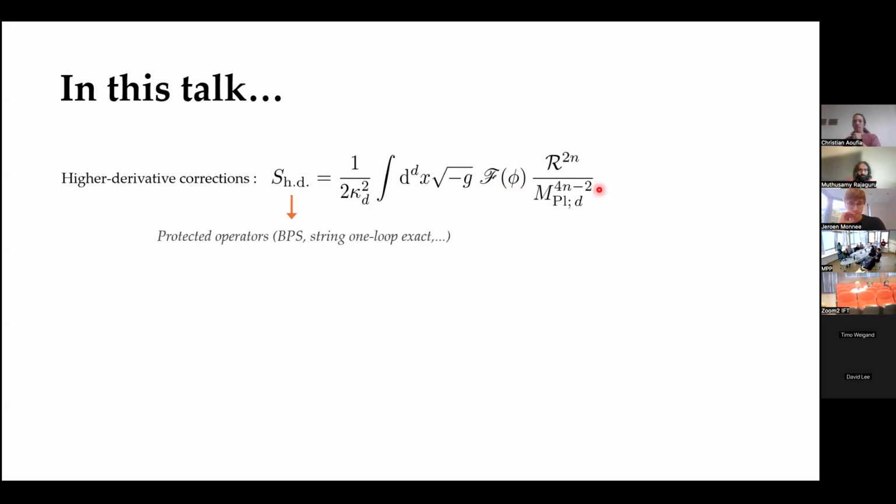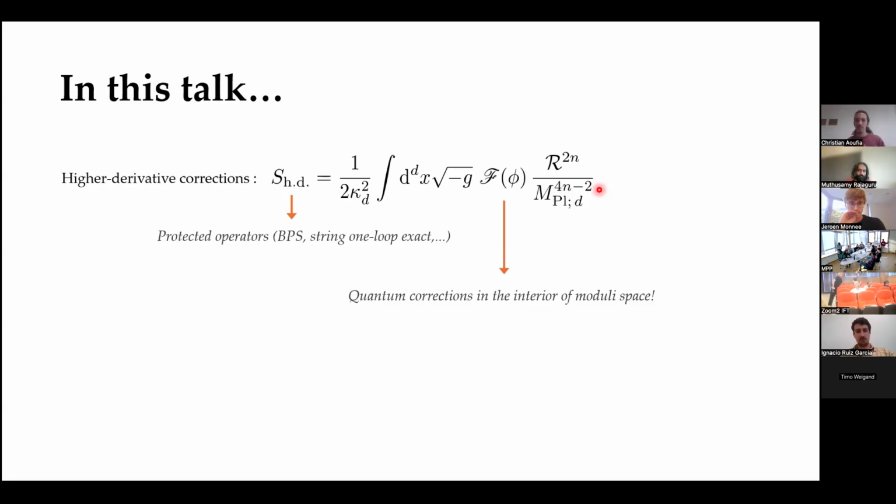So of course, in general, computing these corrections to the two-derivative action is quite hard. However, there are special cases where we can look at protected operators, be it by supersymmetry or because they're single loop exact. Or in general, we will specifically select all those cases where both perturbative and non-perturbative contributions are controlled.